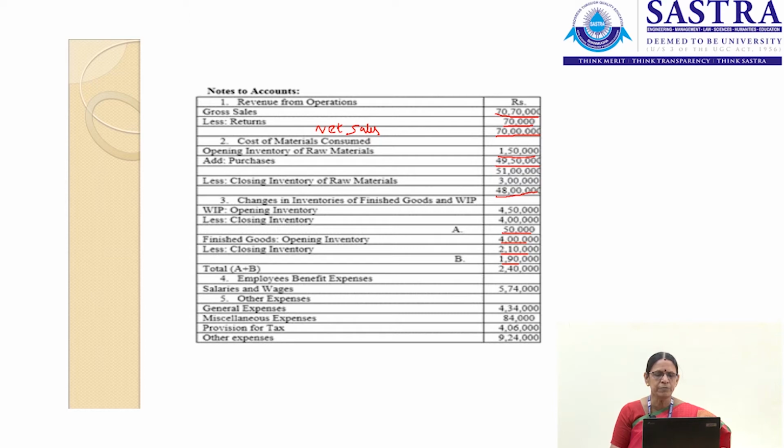Now employee benefit expenses. What are all the employee benefit expenses? We have salaries and wages, that is 5 lakhs and 74,000. Other expenses include general expenses, miscellaneous expenses, namely the sundry expenses, provision for tax and other expenses. We have 4 lakh 34,000 as general expenses, miscellaneous expenses as 84,000, provision for tax as 406 and other expenses as 9 lakh 24,000. So these are the details regarding the items that are shown in the income statement.